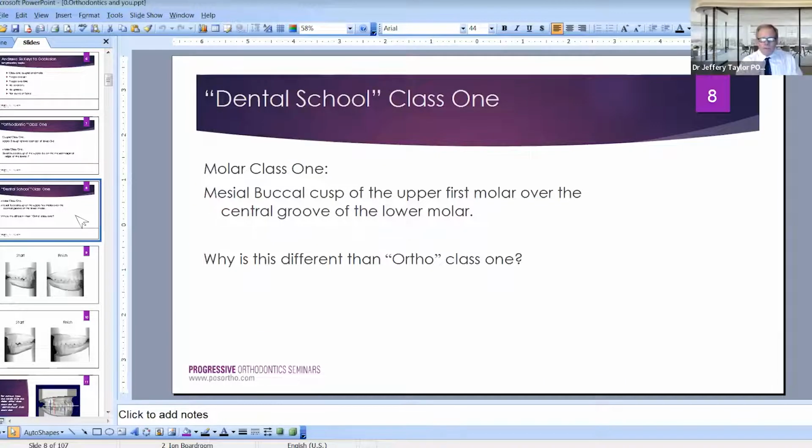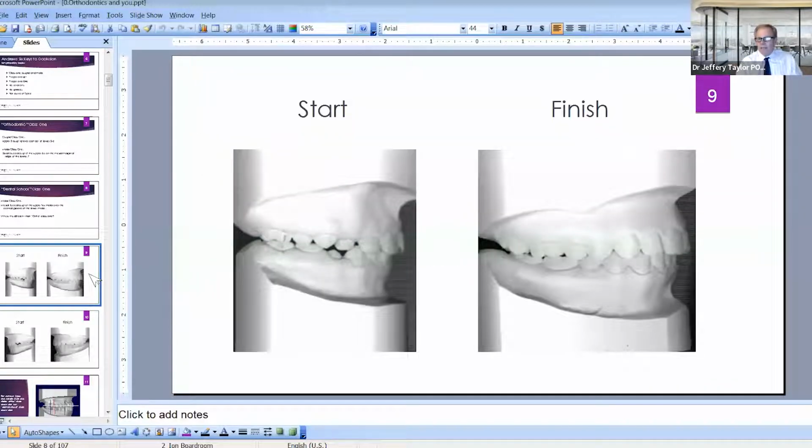So here's what you learned in dental school, and this is what you can't get out of your head: the mesial buccal cusp of the upper 6 over the central groove of the lower 6. And why is that different than ortho class 1? The short answer is the curve of Spee. So let me show you an example of that.